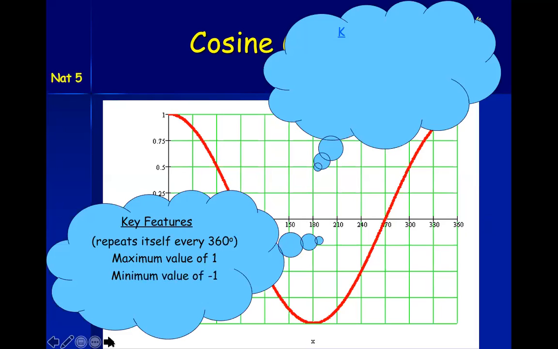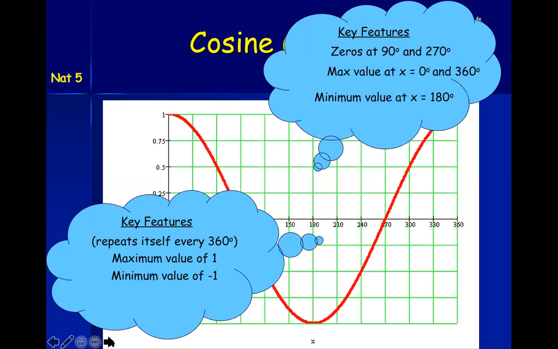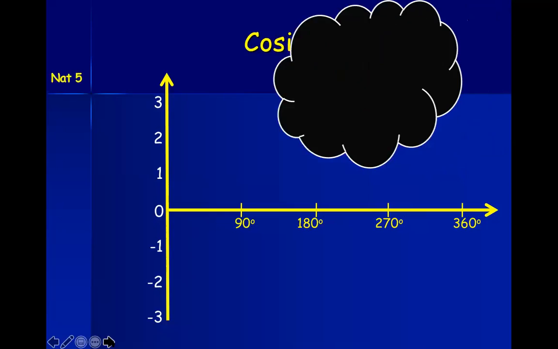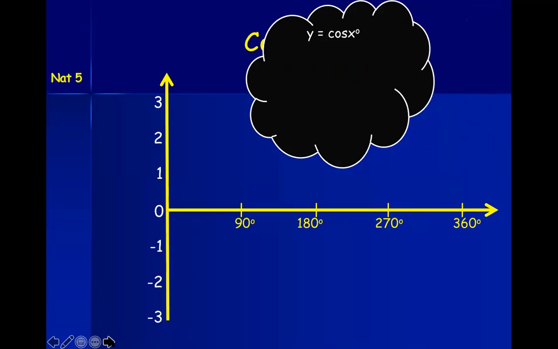So these are the key features we looked at about 20 minutes ago: the max, the mean, the zeros. So now let's try and plot y equals cosine x. That's the standard one. We start at 1, go through 90.